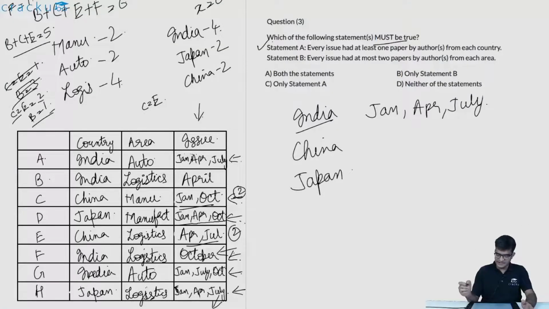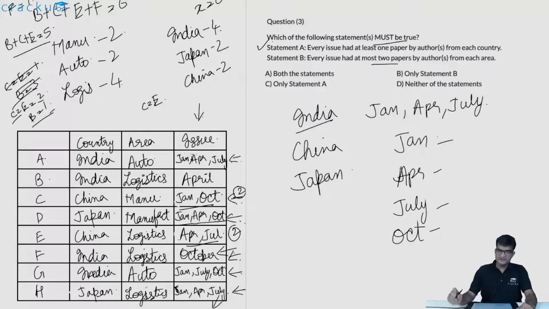Let us look at the second statement. Every issue had at most 2 papers by authors from each area. So we have the January issue, the April issue, the July issue and the October issue. Let us first start with logistics because it has the most number of people. There are 4 people. So how many people from logistics have published in January? One logistics author has published in April. The next logistics author has published in April and July.